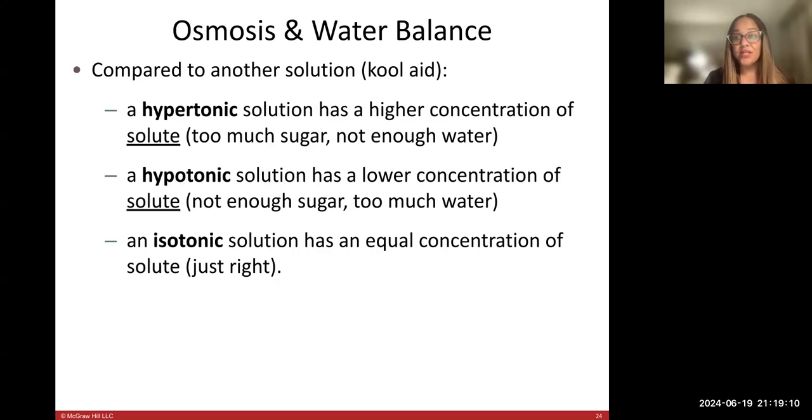A hypotonic solution is the opposite of hyper, has a lower concentration of solute, where if you drink a glass of Kool-Aid and there's not enough sugar and too much water, you would call that a hypotonic solution. And then an isotonic solution has an equal concentration of solute. And in Kool-Aid terms, we would say that's just right, just sweet enough.